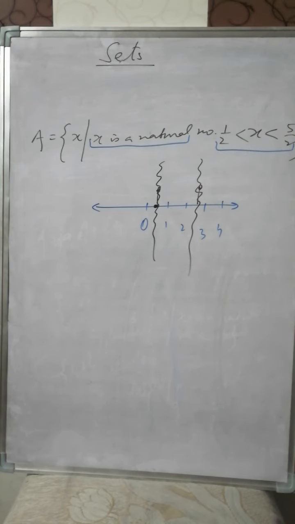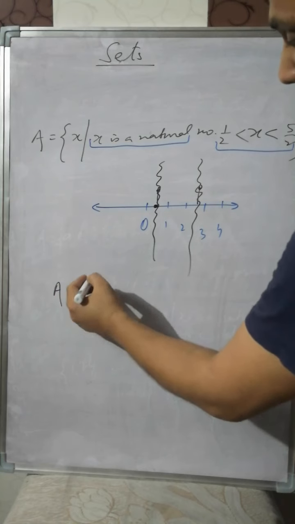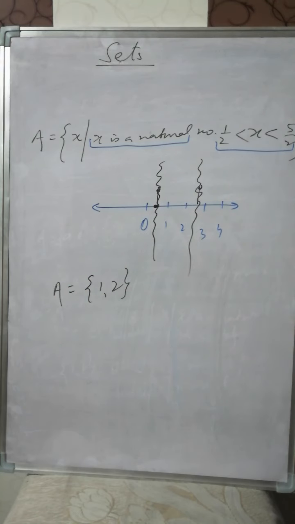Now can you see the natural numbers lying between 1 by 2 and 5 by 2? Quite obvious. The natural numbers lying between them are 1 and 2. So sometimes when you get solutions which are natural numbers or whole numbers or integers, and the given condition is in fractions, we suggest you make use of the number line. It will be easy for you to reach the conclusion.